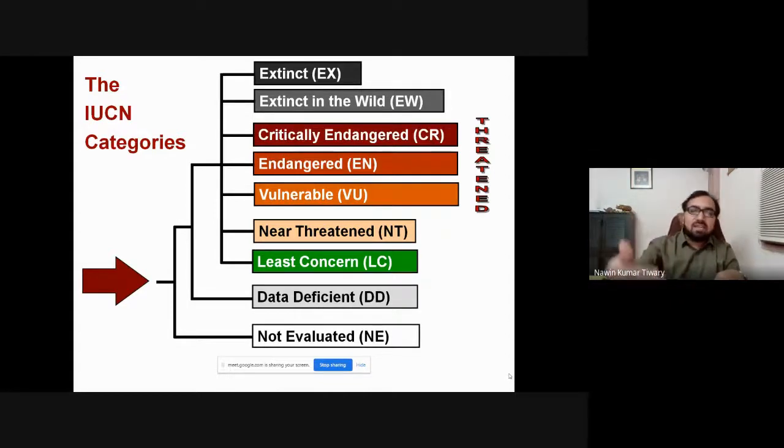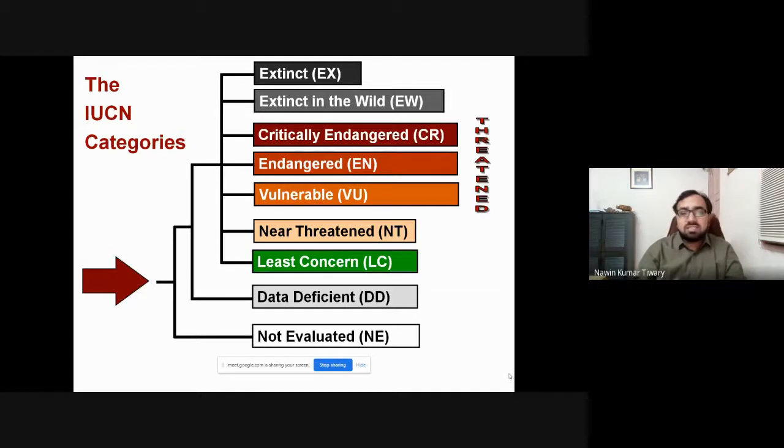Phir ye jo teen categories hai, critically endangered, endangered and vulnerable, in the decreasing order of their population size and some other criteria, they are placed. So critically endangered is almost about to go extinct, then endangered, and then we have vulnerable. Then near threatened: as of now, they do not qualify to be in any of the upper categories, the vulnerable, endangered, critically endangered, but they can go into any of these categories very soon. Then we have least concern, LC, and then we have data deficient and not evaluated.